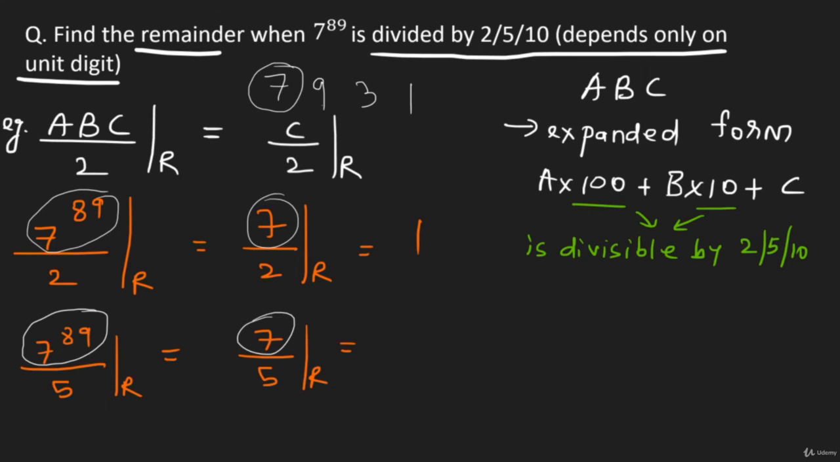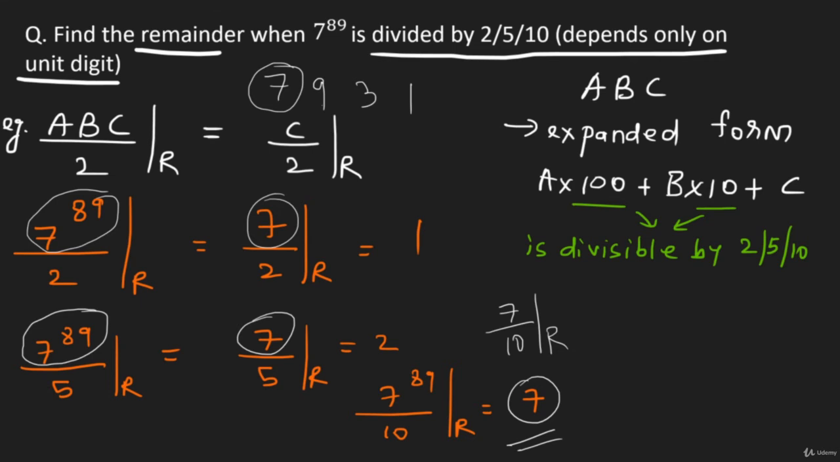5, if you do that, you'll get a remainder of 2, because 7 is equal to 5 into 1 plus 2. Similarly, 7 to the power 89 by 10 will give you a remainder of 7 itself, because that's 7 by 10, right? You do 7 by 10 remainder, you get the answer as 7. It goes 0 times. So 7 is equal to 0 into 10 plus 7, and 7 itself is the remainder.